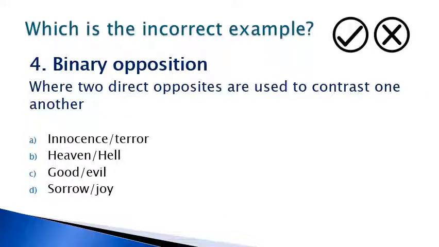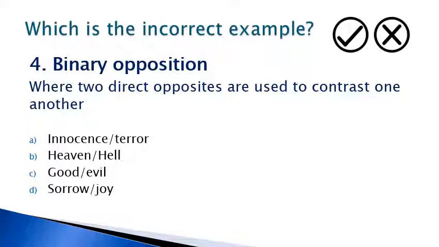Okay. Binary opposition is where two direct opposites are used to contrast one another. So you've got juxtaposition, which is where you've got contrast created in the text, where you've got contrasting ideas. You can call it juxtaposition, you can call it contrast. The two things are broadly the same. There is a slight distinction, but generally you can use the same term.